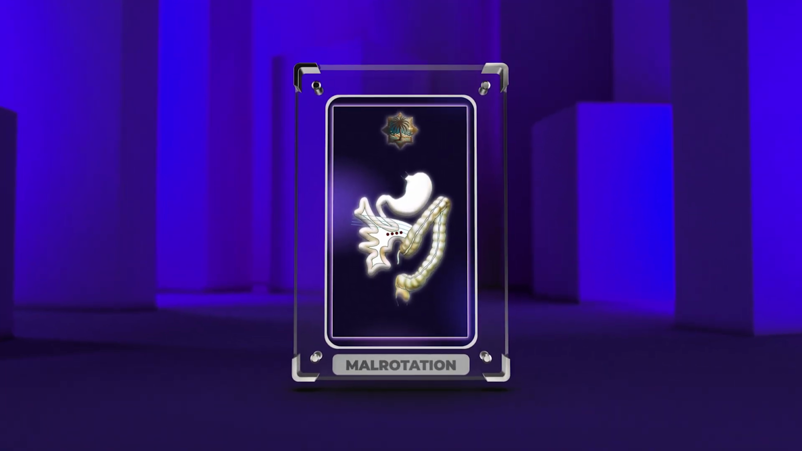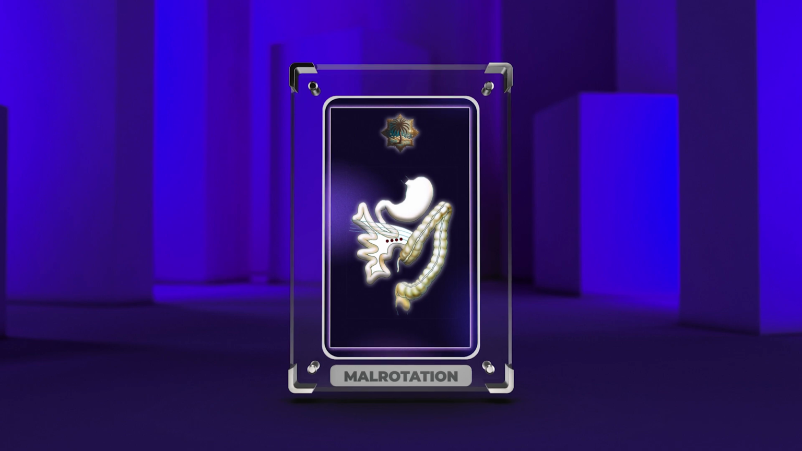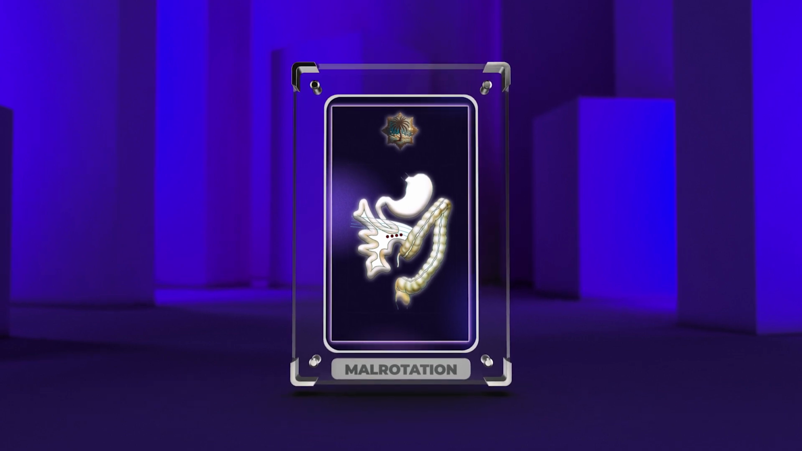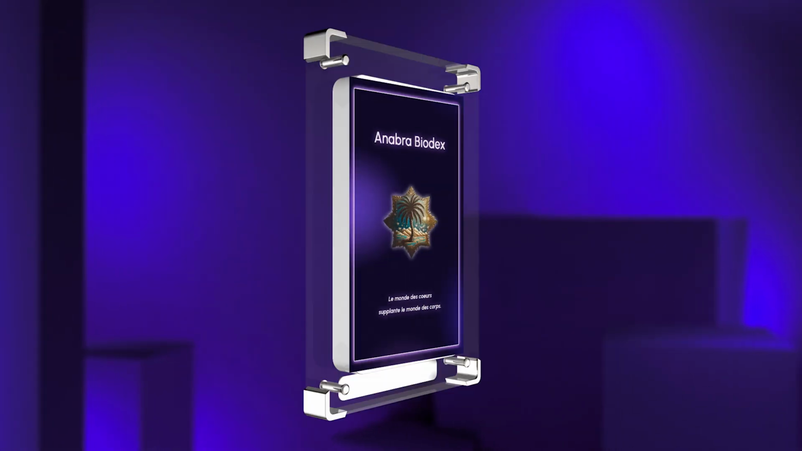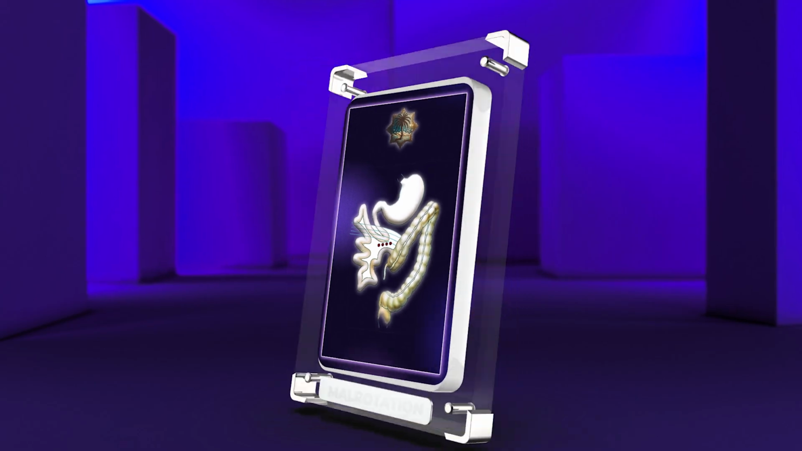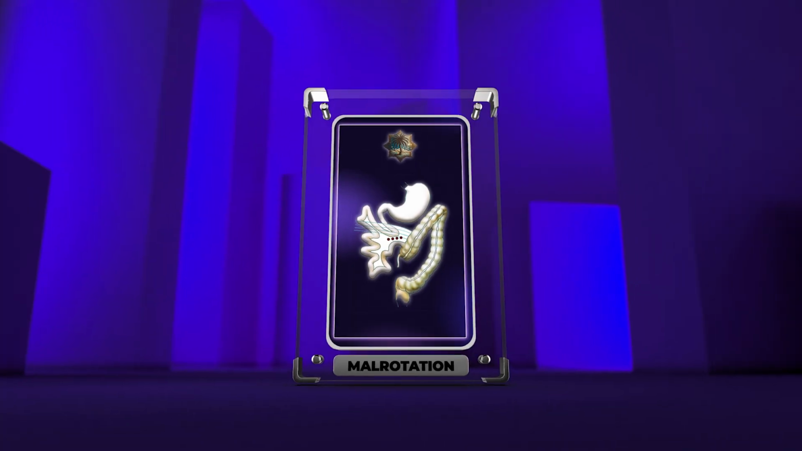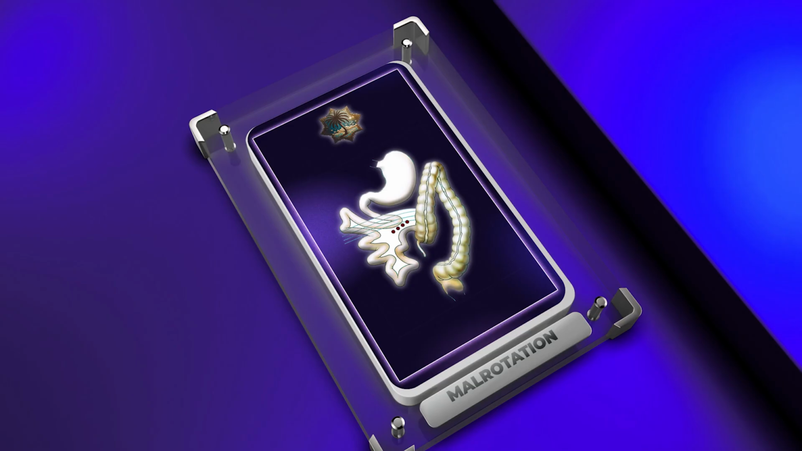Additionally, we will explore the different types of malrotation, anatomical variations, pathophysiology, clinical features, diagnostic imaging modalities, surgical interventions, potential complications, long-term outcomes, and association with other congenital anomalies. So let's begin our exploration by delving into the embryological development of the gastrointestinal tract.